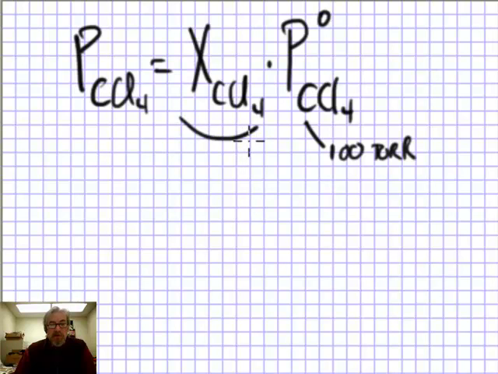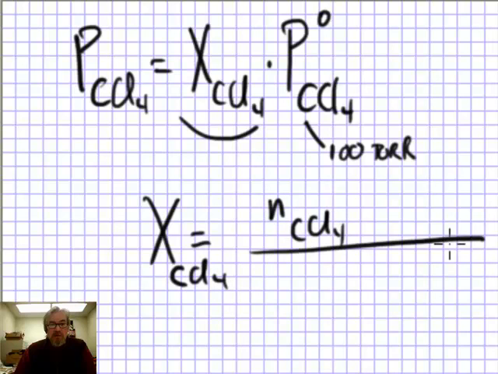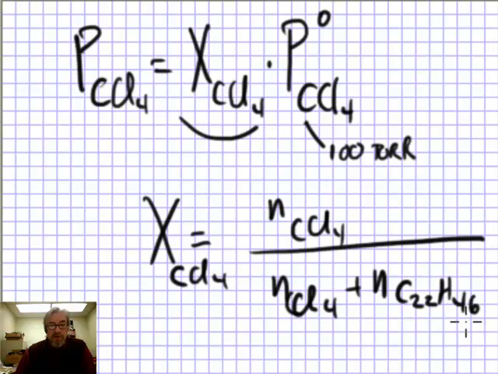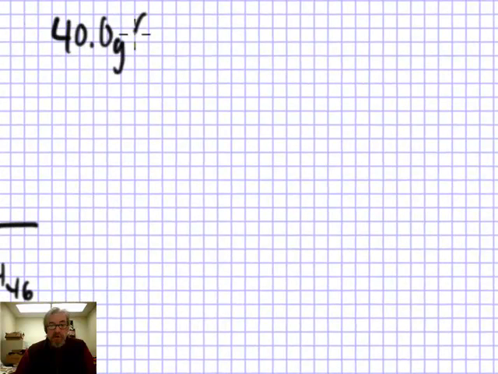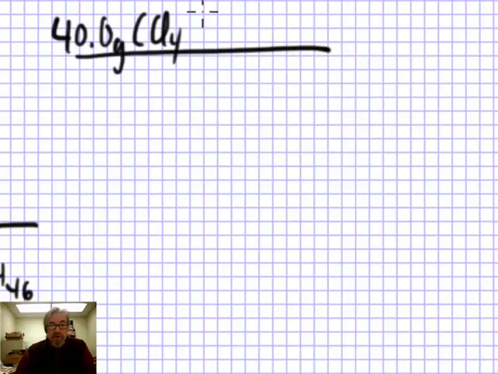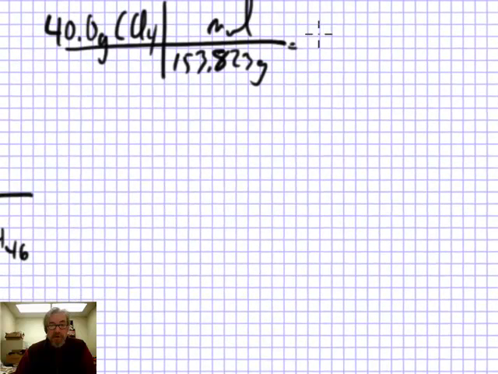Now, by definition, mole fraction of CCl4 is going to be equal to the number of moles of CCl4 divided by the total number of moles. Well, that's moles of CCl4 plus the number of moles of the other stuff, C22H46, the wax. So we'll have to calculate that from molar masses. It says we have 40 grams of carbon tetrachloride. The molar mass of carbon tetrachloride is 153.823 grams per mole. And so that gives us 0.260 moles of carbon tetrachloride.